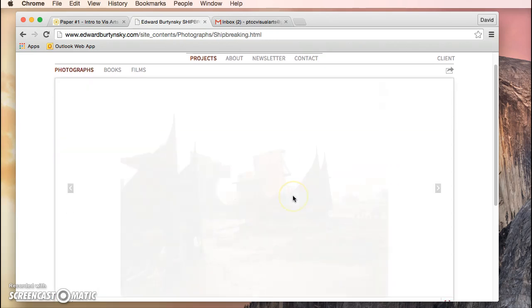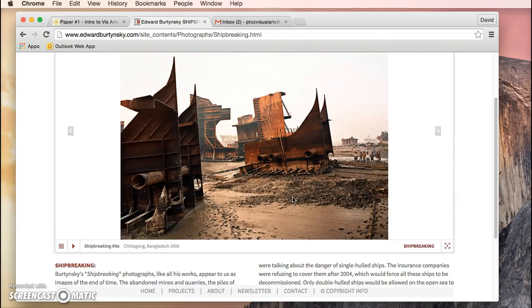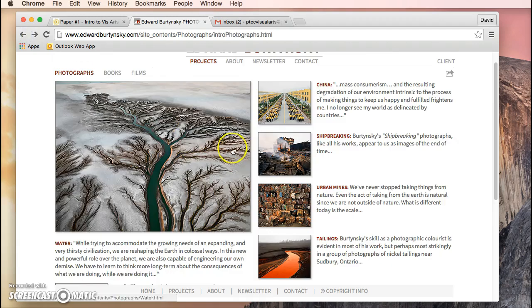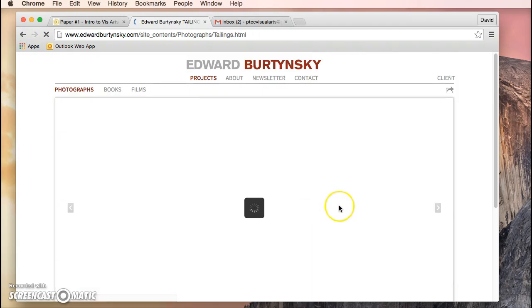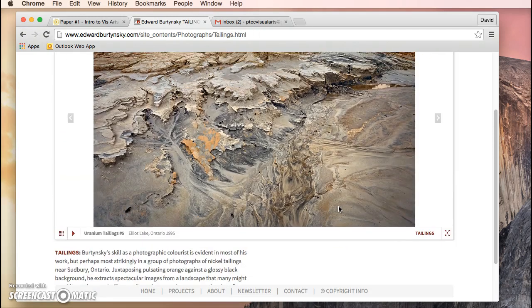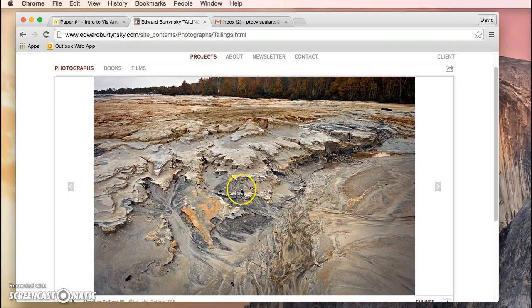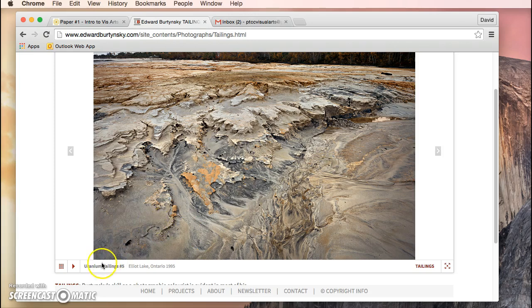So if you were to click on an image right here, here we have an image from the shipbreaking project. This is where your facts are. Shipbreaking number 9A, Chittagong, Bangladesh, 2000. There's your facts, okay? And you're going to understand those facts by clicking on each of these projects. To me, it looks like we don't have size, so that's not necessary to include. But in this case, it's going to be the name of the photographer, Edward Burtynsky, Uranium Tailings number 5, Elliot Lake, Ontario, 1995. Okay, those are your get the facts.